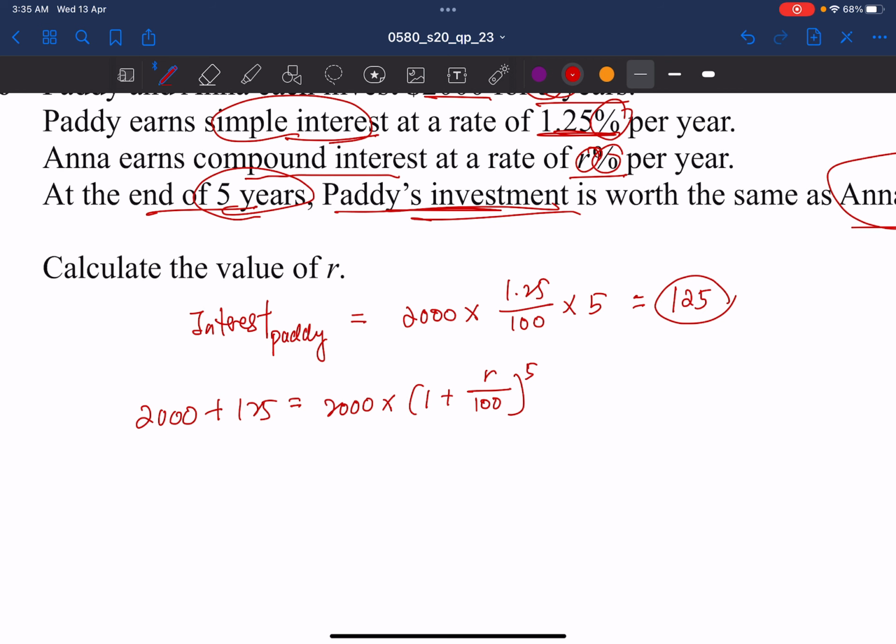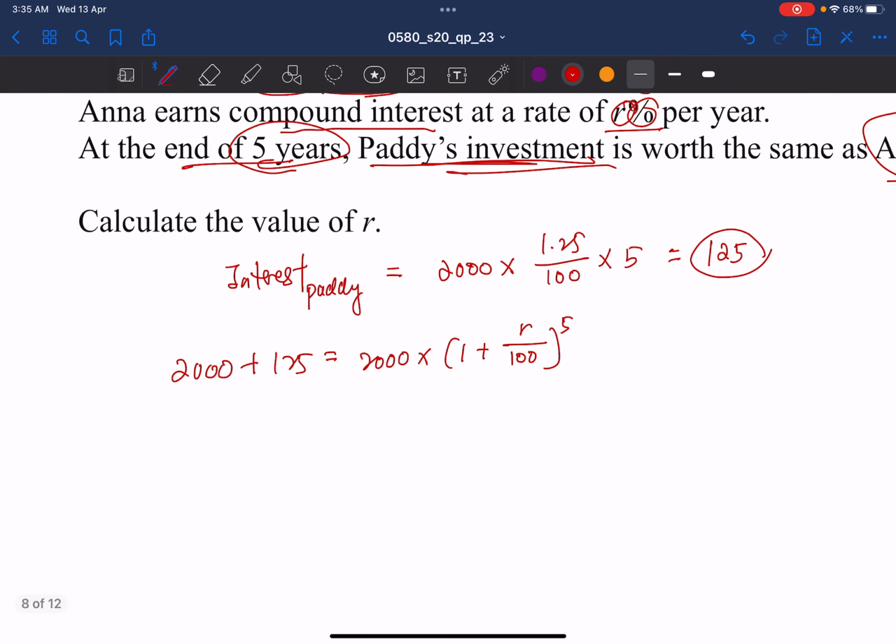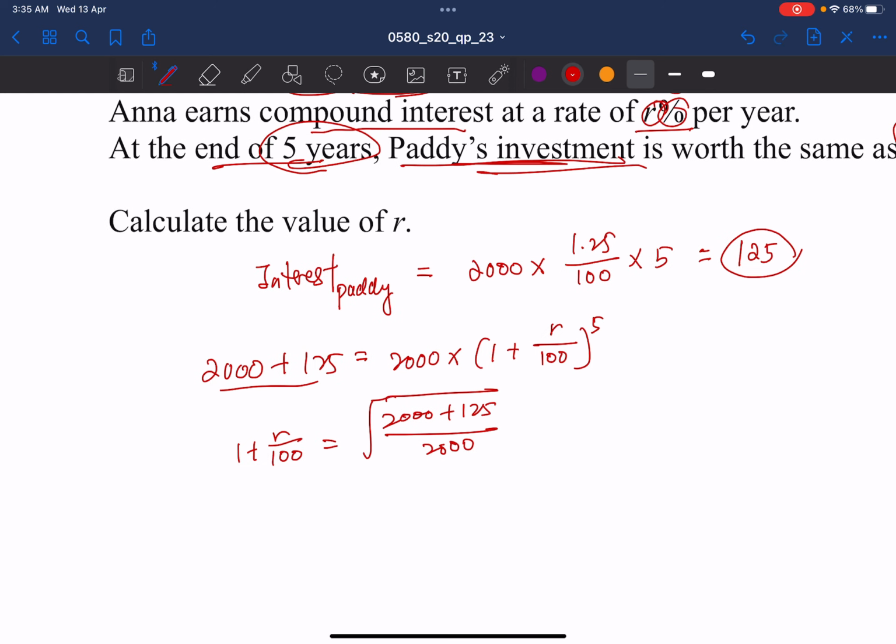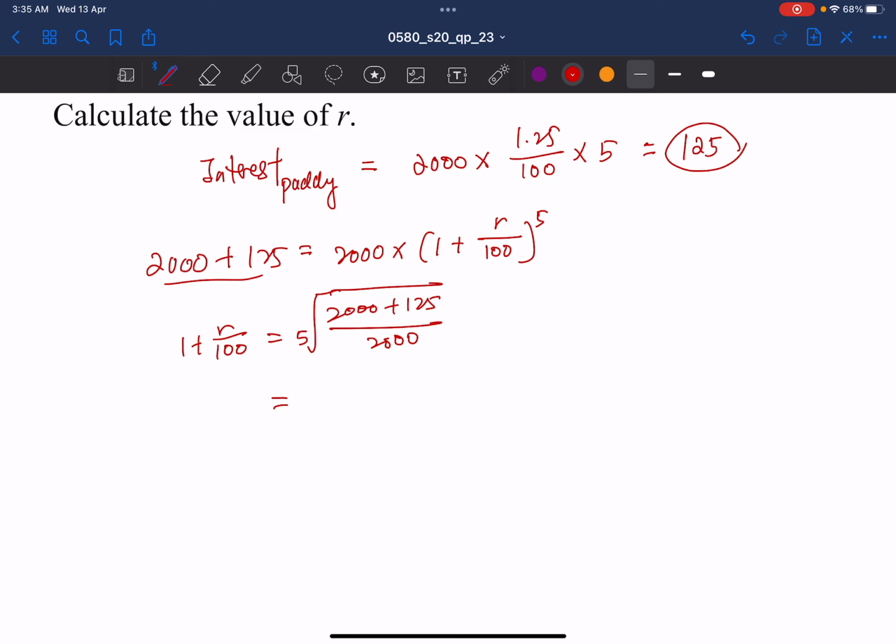Okay, so let's see, we have 1 plus R over 100 equals 2,000 plus 125 divided by 2,000. But I need to take a fifth root. So let's see, what should this be? Calculator, square root. Oh no, this is fifth root.